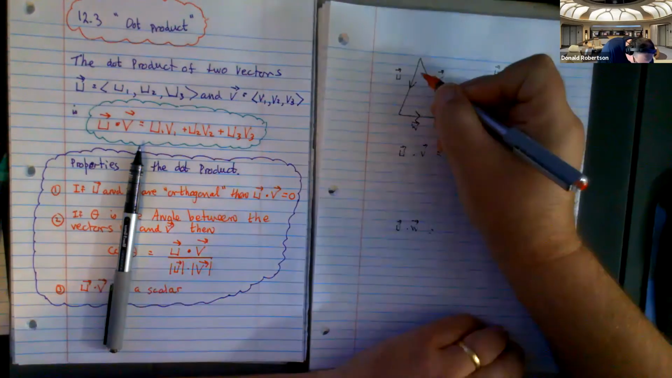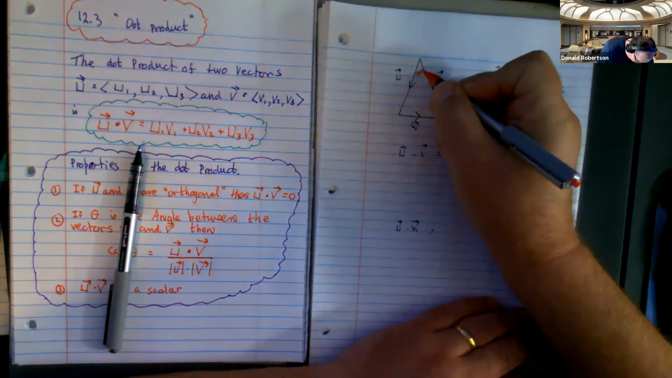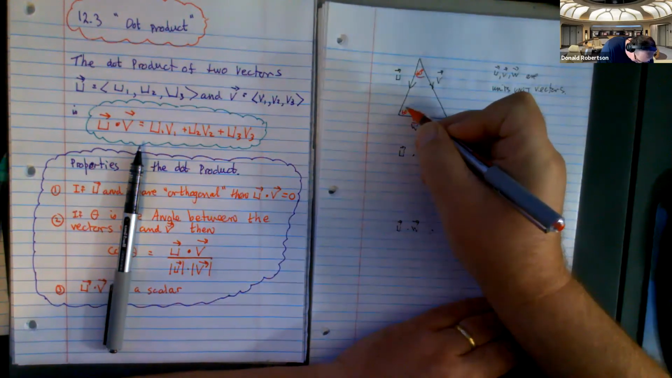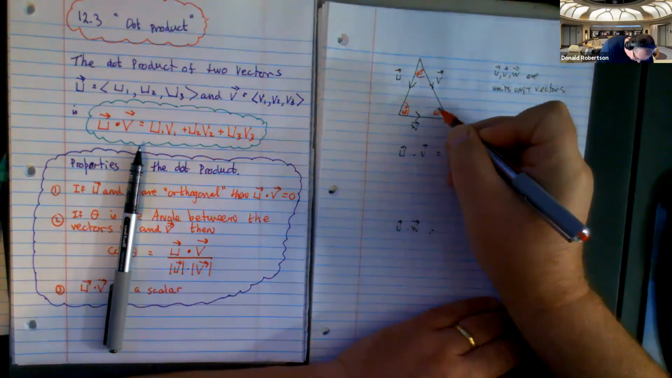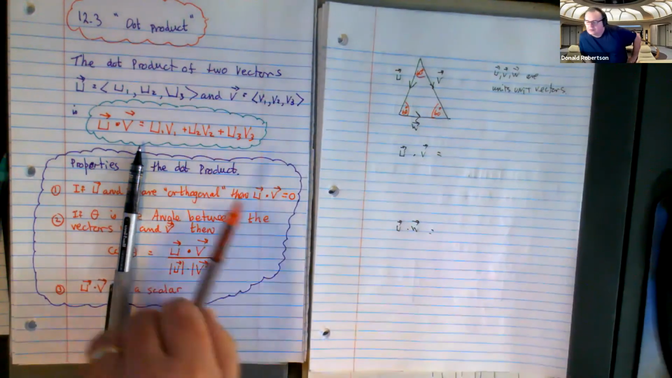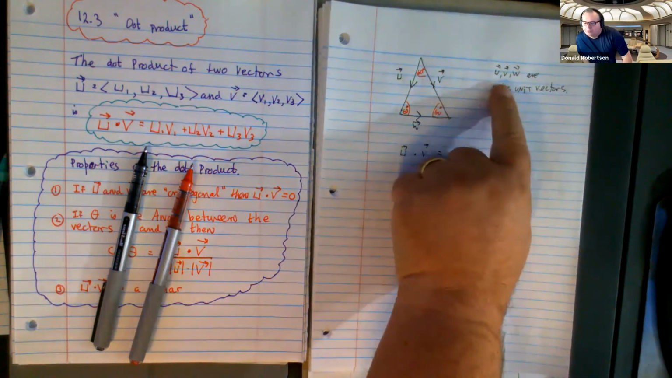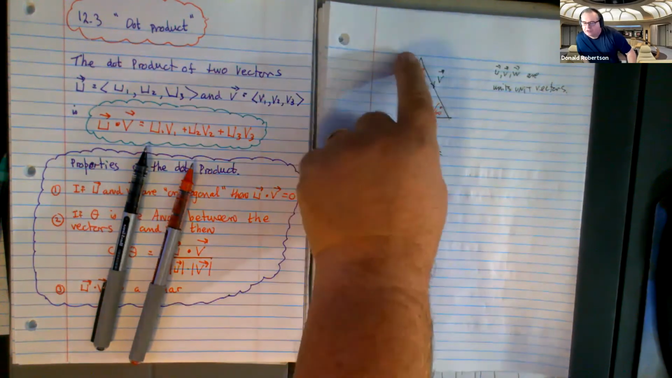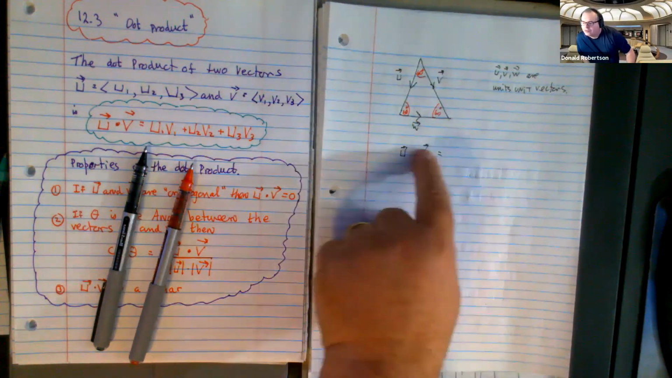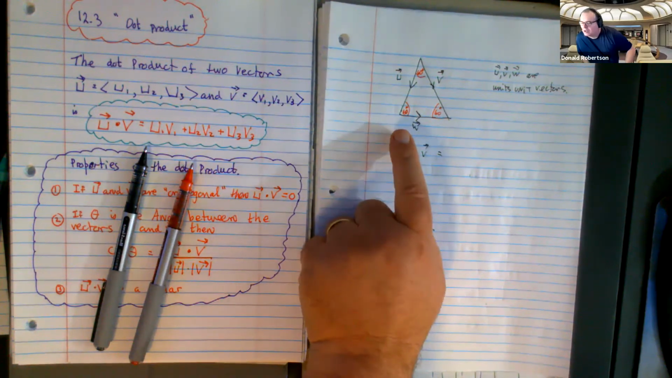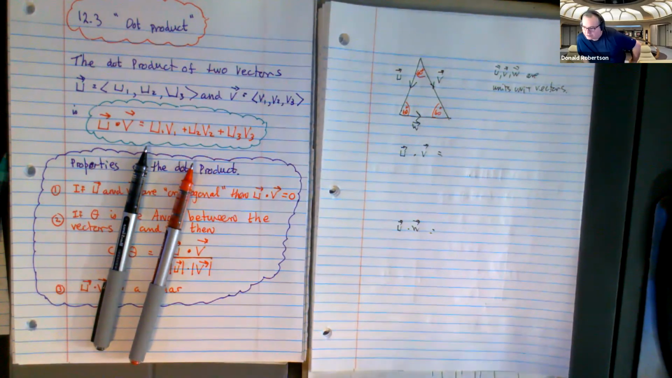would you agree that this angle is 60 degrees, this angle is 60 degrees, and this angle is 60 degrees? And why do I know that? Well, if u, v, and w are unit vectors, doesn't that mean that these lines are all 1 unit long? So haven't we got an equilateral triangle? And that's why they're 60 degrees.